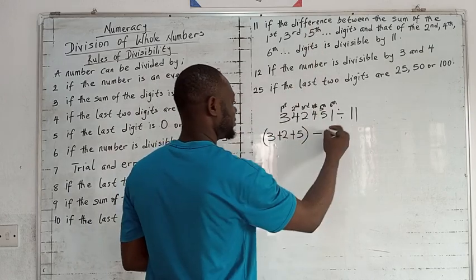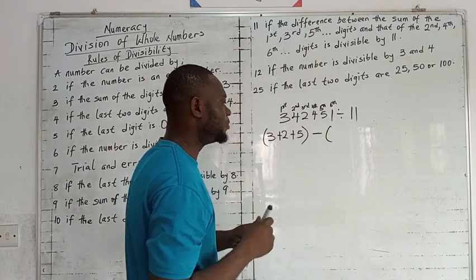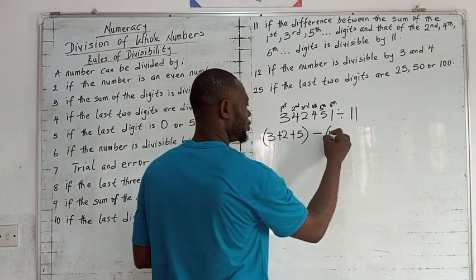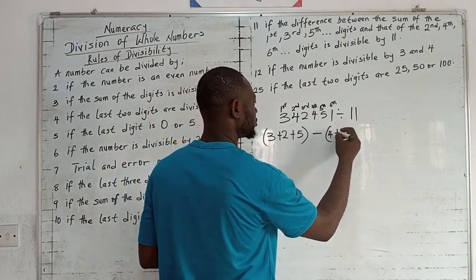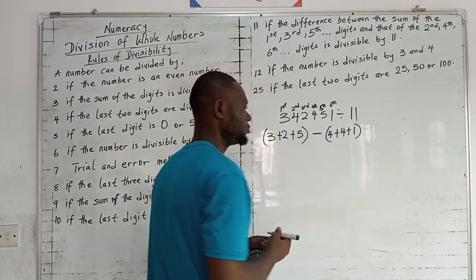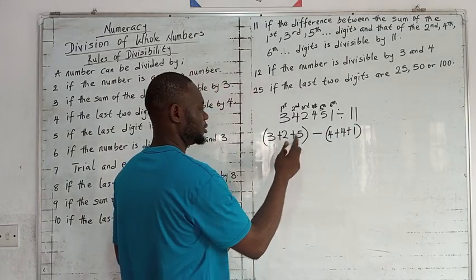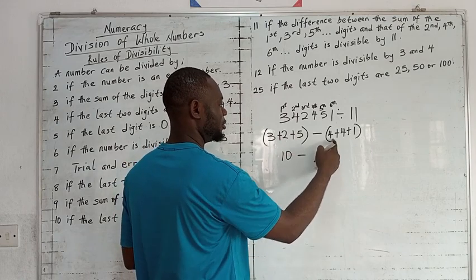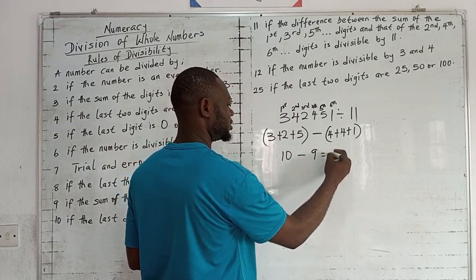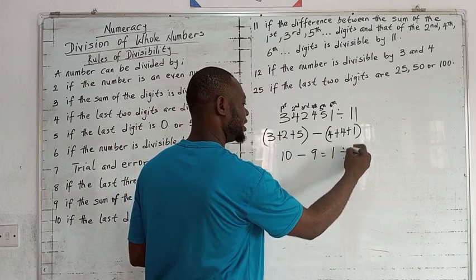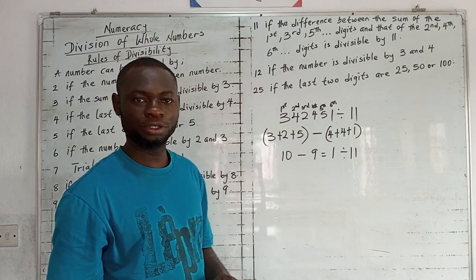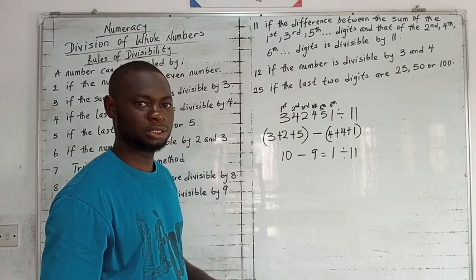Minus, the difference, back. The sum of the second, fourth, sixth. So we go 4 plus 4 plus 1. So let's add. This is 10 minus, this is what? 9. 10 minus 9 is what? 1. Can 11 divide 1? Can 11 divide 1? No, it can't.